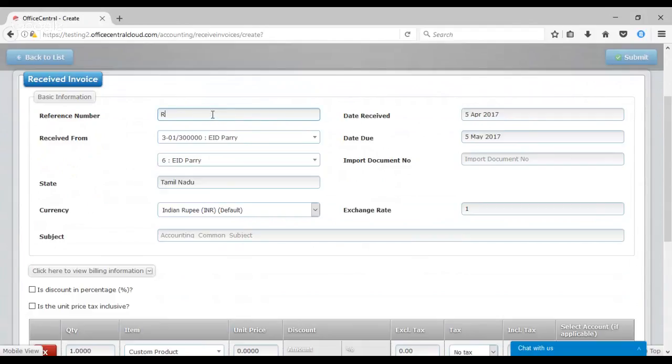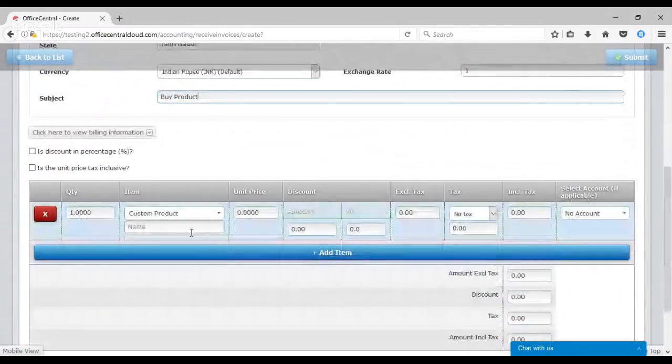So just key in the reference number of that invoice. That is the invoice you actually receive from your supplier. Okay, fill out your subject, and then put in whatever product you purchased, and the price. Let's say you buy 1,000 rupee.